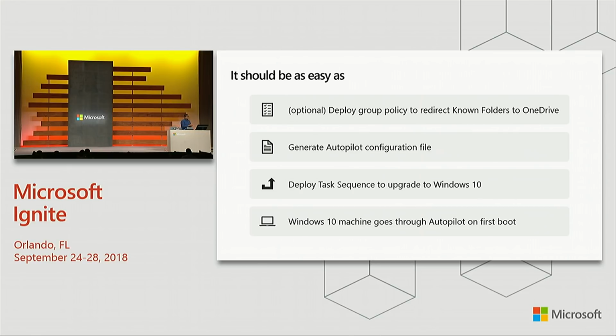You generate what's known as an Autopilot configuration file, which I'll go over, what that is and how to author one and how to use one, in just a few minutes. You deploy a task sequence to upgrade to Windows 10, and as your Windows 10 machine goes through its first boot ever, it'll immediately go through Autopilot. So you'll get that same user experience, and it'll have the same capabilities as user-driven mode today.